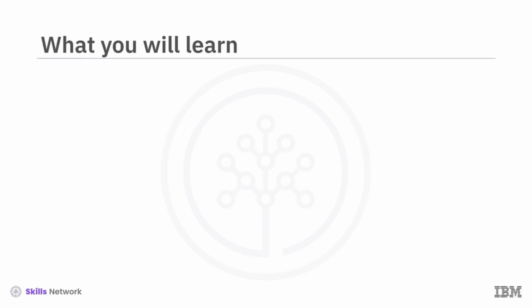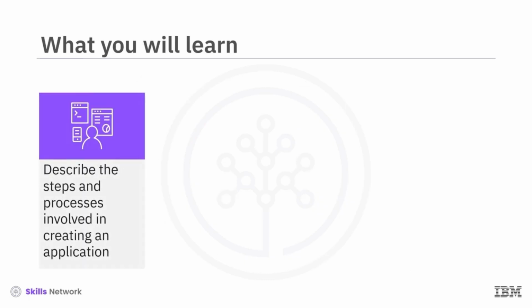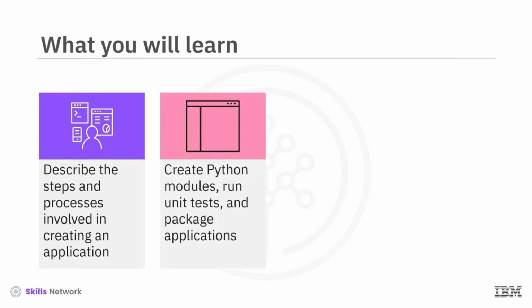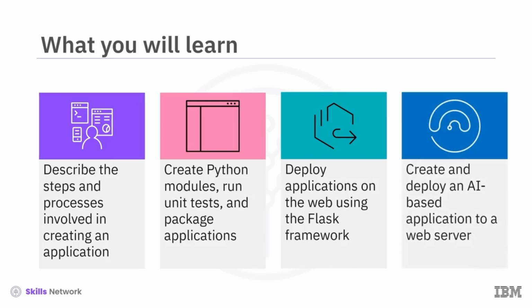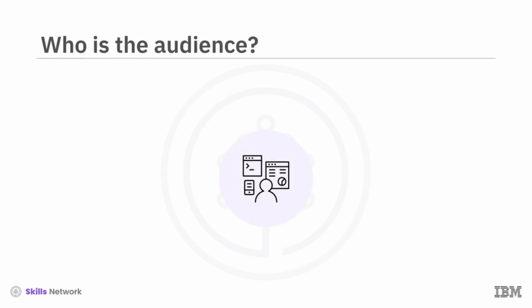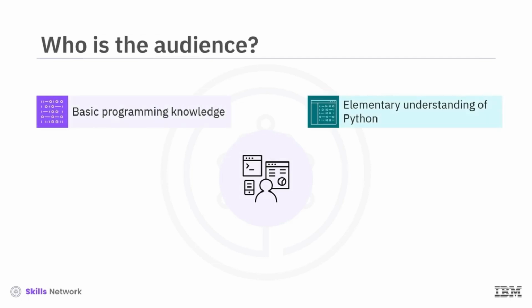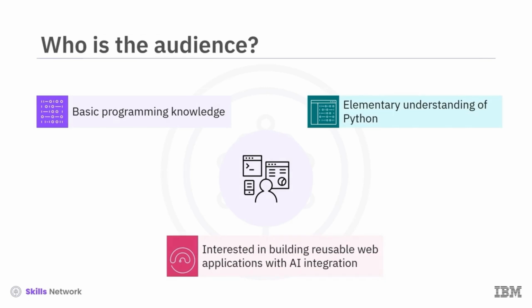After completing this course, you will be able to describe the steps and processes involved in creating an application, create Python modules, run unit tests, and package applications, deploy applications on the web using the Flask framework, and create and deploy an AI-based application onto a web server using IBM Watson embedded AI libraries and Flask. This course is intended for anyone with basic programming knowledge, an elementary understanding of Python, and is interested in building reusable web applications with AI integration.